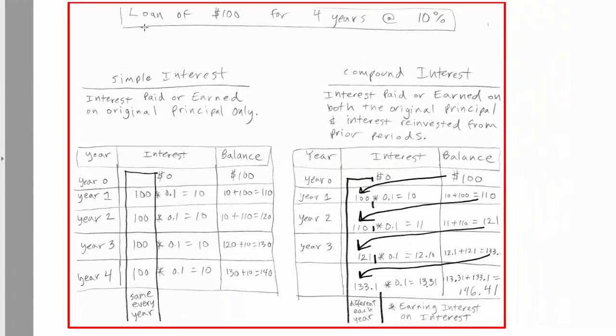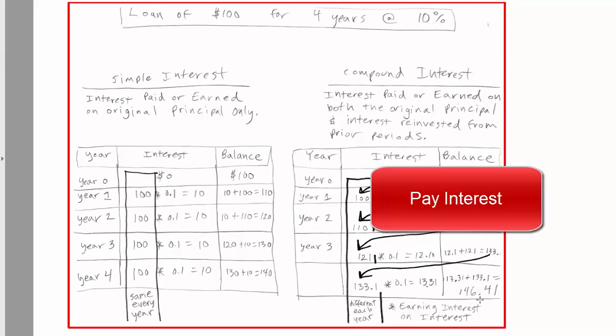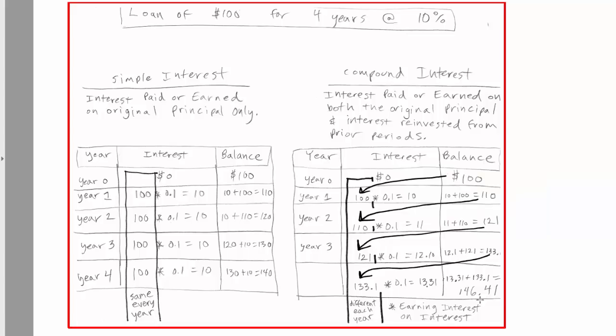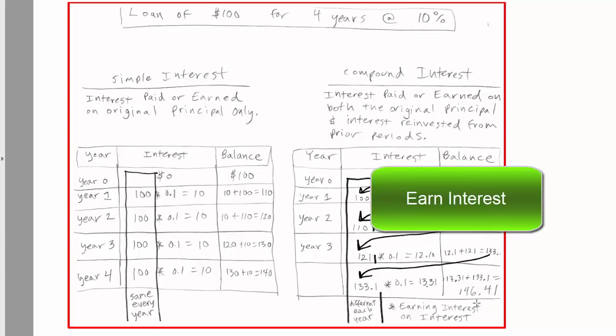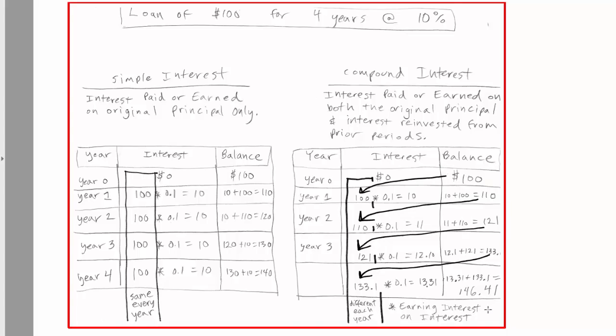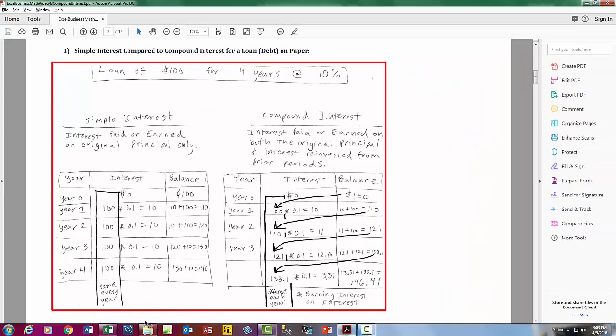Now, this is from a loan perspective. For us, that means we would be paying $6.41 more in interest if we did compound interest. But if we were the bank, or as we'll see, if we deposit money into a savings account that uses compound interest, that means we will earn $6.41 more of interest because of compounding interest. Now let's go over to Excel.